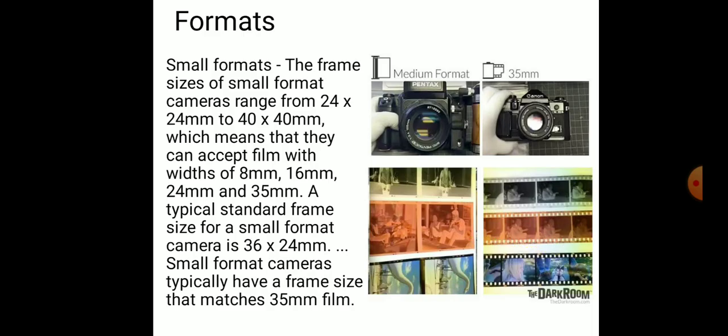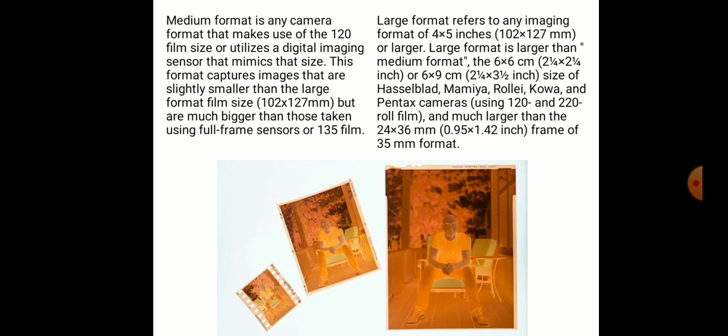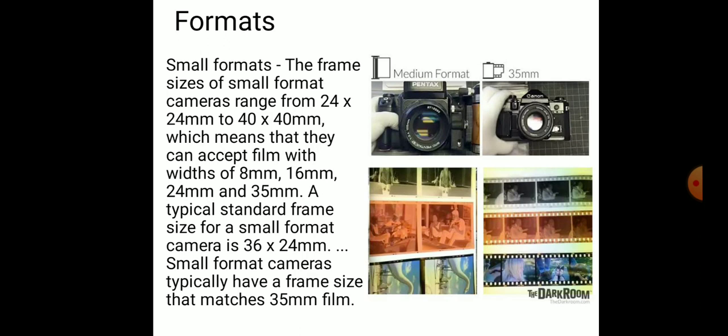The frame format is basically given over here. You can understand the frame of a camera or the frame of the image through its format, which are the small formats, then medium formats, and the large formats. It basically depends upon the size of the frame. Earlier, our parents used to have albums in a very small format. Now there are large format images also available.